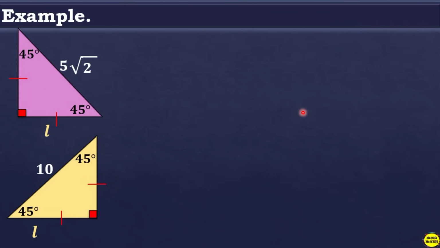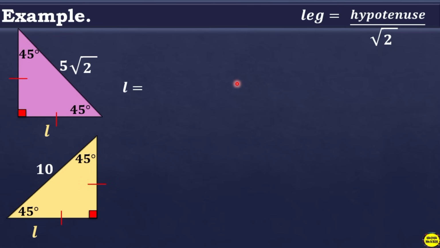Now, what if given yung hypotenuse and the leg is unknown? Eto naman yung kabaliktaran. For us to find the leg of a 45, 45, 90 triangle, you have to divide the hypotenuse, since yung hypotenuse yung given natin, by square root of 2. So, we have 5 square root of 2 divided by square root of 2. Now, since we cannot have radicals in our denominator, we will rationalize by multiplying both the numerator and denominator by the square root of 2.